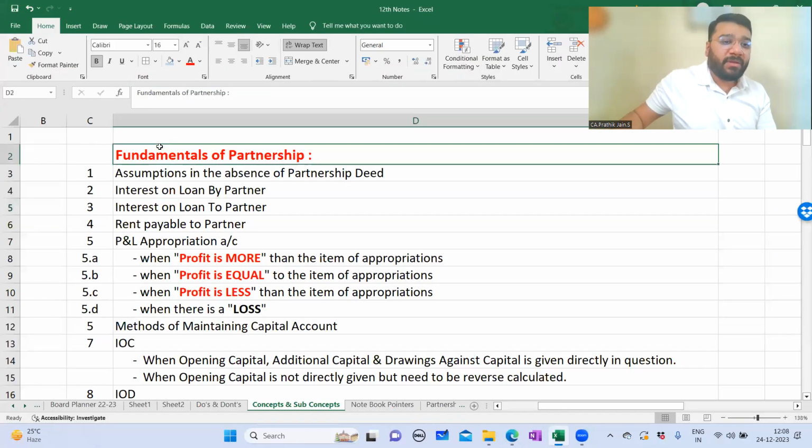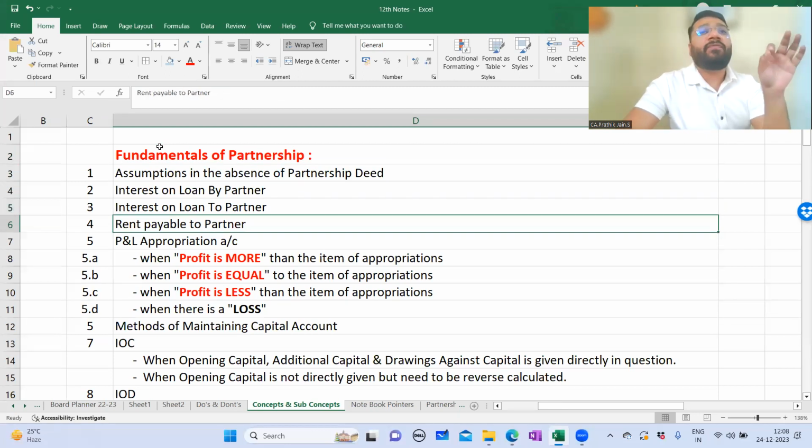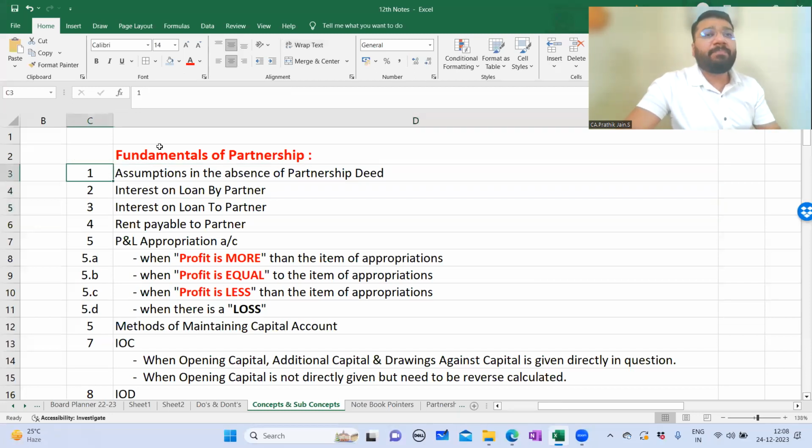Here it is. In the fundamentals of partnership topic, I've made a note of all the sub-concepts and concepts. The first concept where the practical application happens is: in the absence of partnership deed, what are the points to remember? So this is one concept. You have to make a note of this heading alone. This will act as a checklist during the exam, so you can put a tick mark whether you've gone through this concept or not.